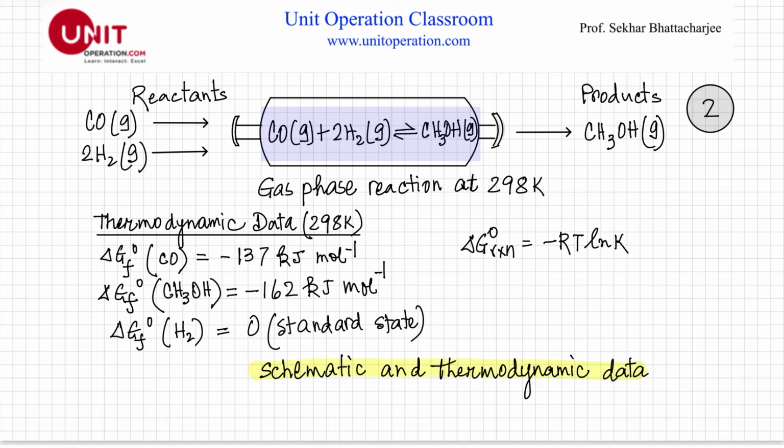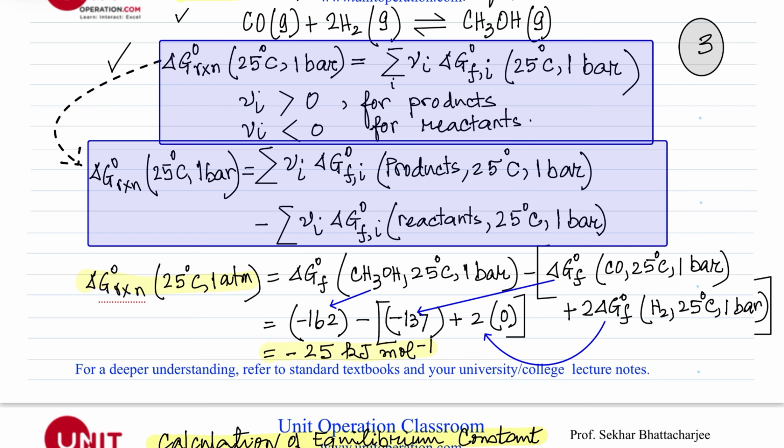Just refer to any standard textbook, and that will tell you why. And of course, this is the standard equation for calculating the equilibrium constant at a certain temperature from the Gibbs energy of formation, which is of course at 298 Kelvin and 1 bar pressure. Let's see how we do the calculations here. We're calculating the standard Gibbs energy of reaction for this reaction.